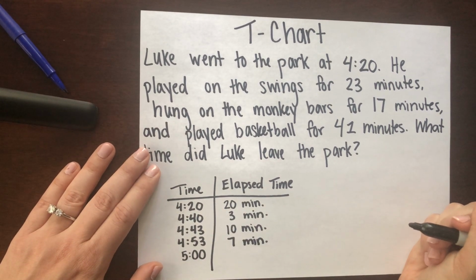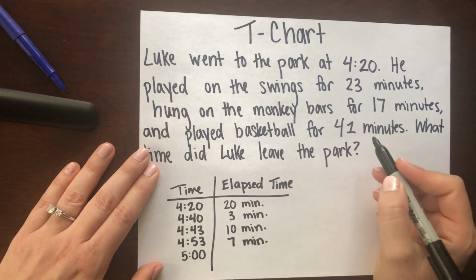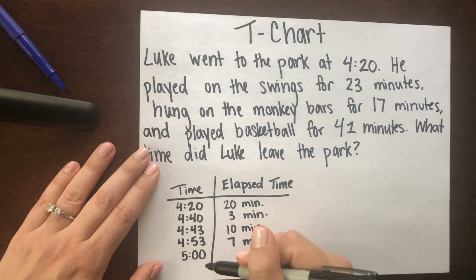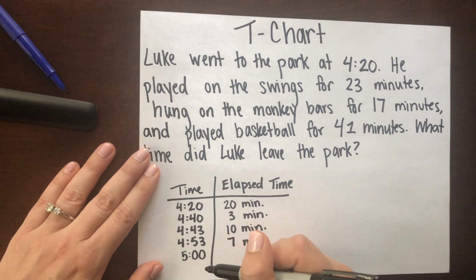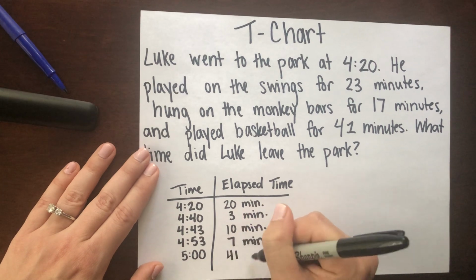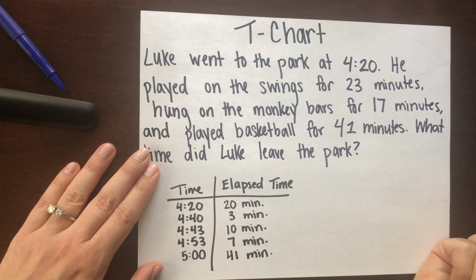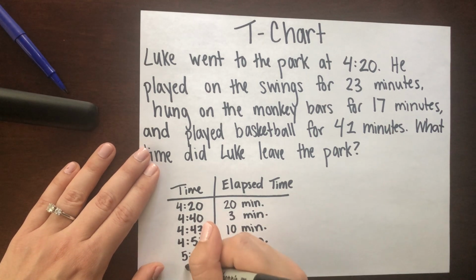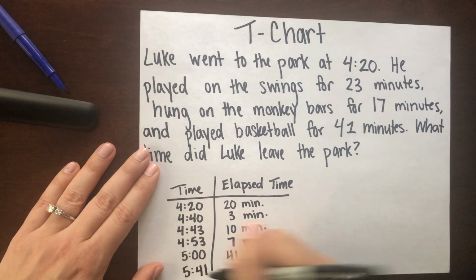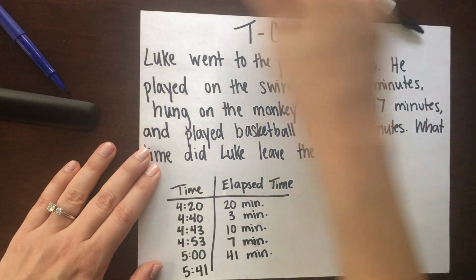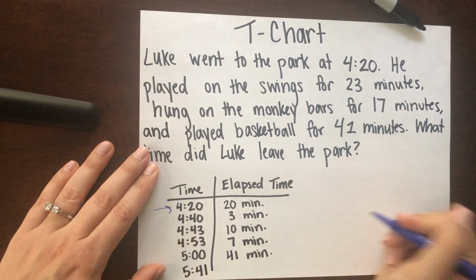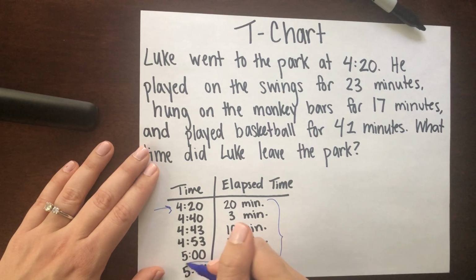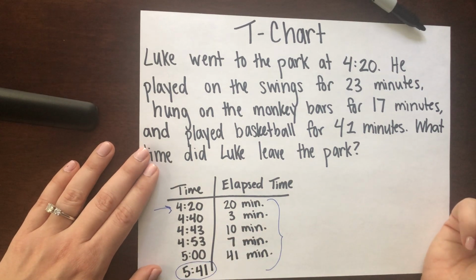Now the last thing we need to do is how long he played basketball for. He played basketball for 41 minutes. Since 5 o'clock is around to the hour, I feel okay putting 41 minutes here, because I know 41 minutes after 5 o'clock is going to be 5:41. So in this problem, we already knew the start time, we already knew the elapsed time, and we had to figure out the ending time using our T-chart.